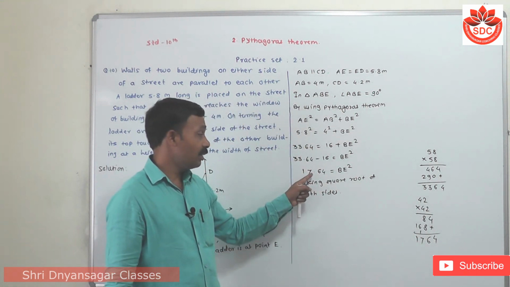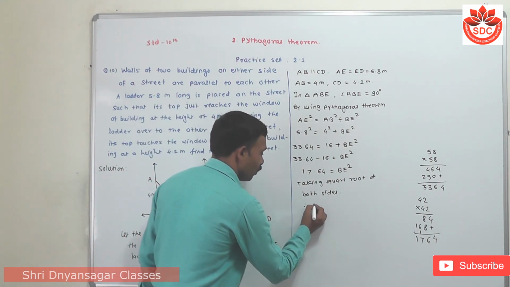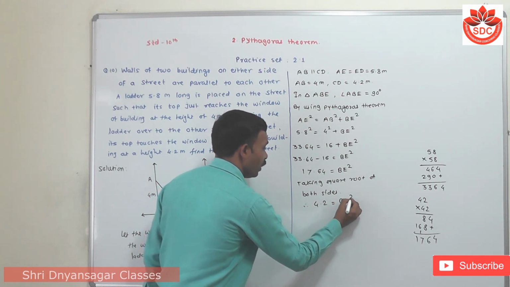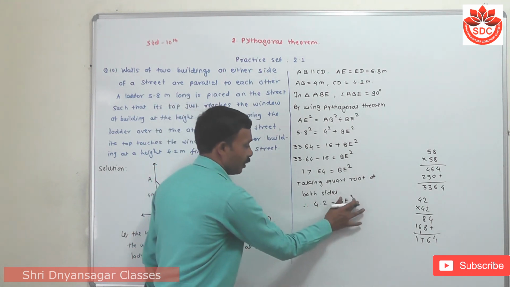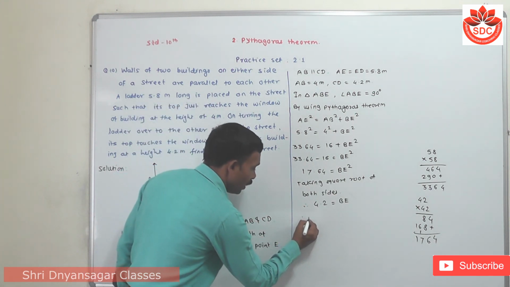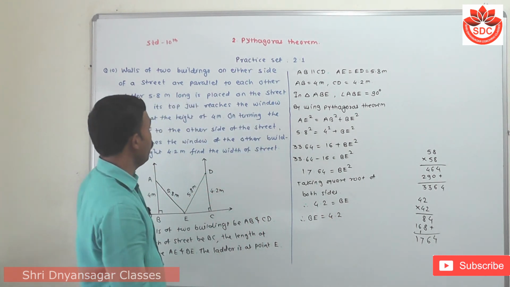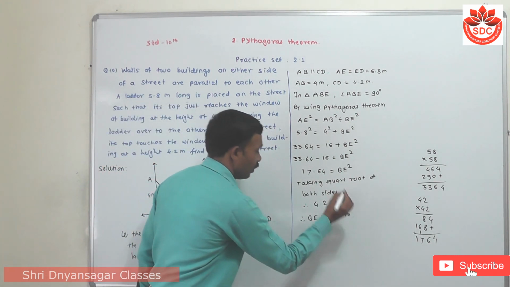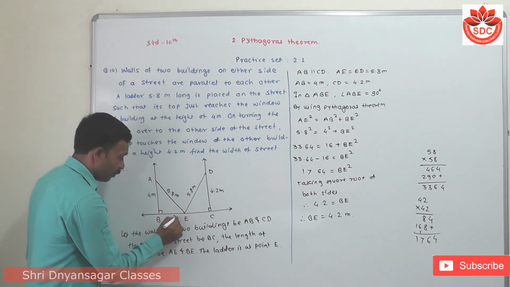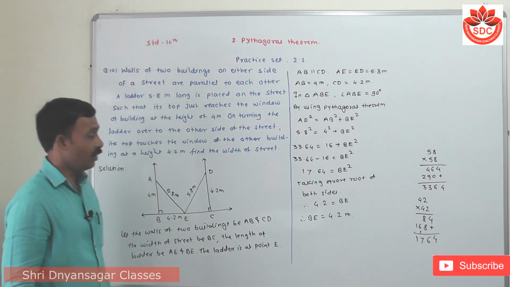But here take its decimal point. So the answer is, taking square root, we get 4.2 is equal to B square. Sorry, B, because we have to take its square root. So the value of B is equal to 4.2. Unit is given here, meter. Means that the value of B is 4.2 meter. Okay. Similarly, we can find out the value of EC also.